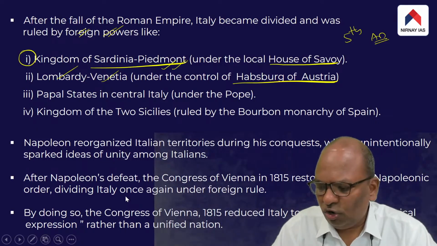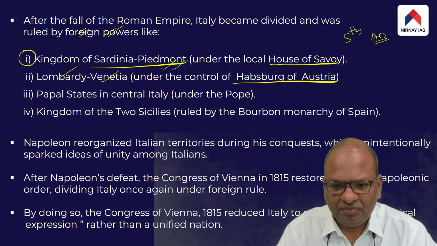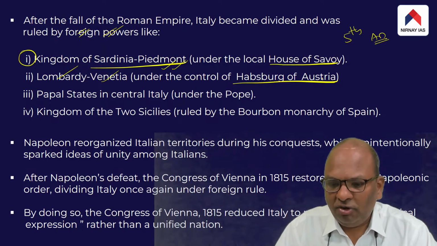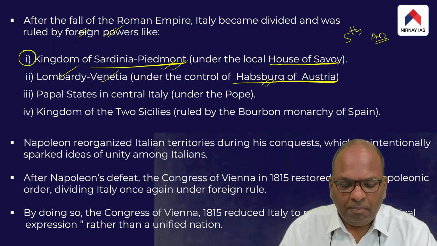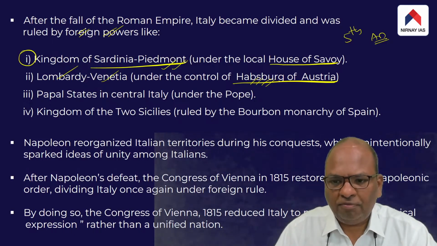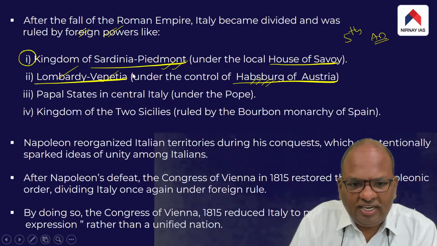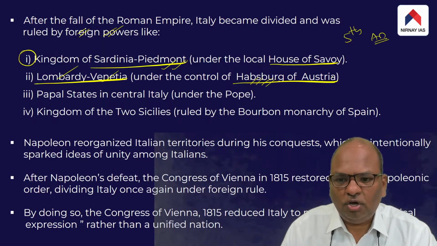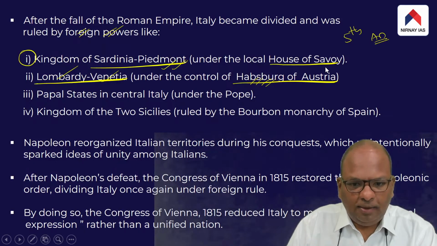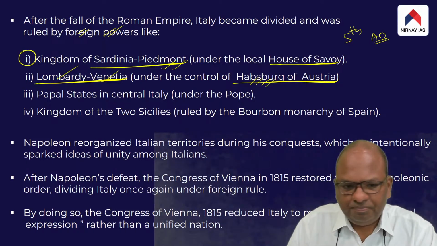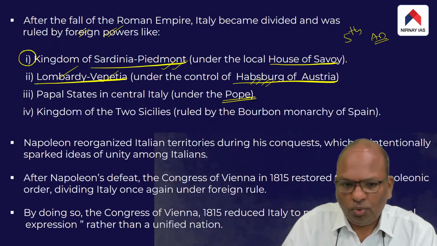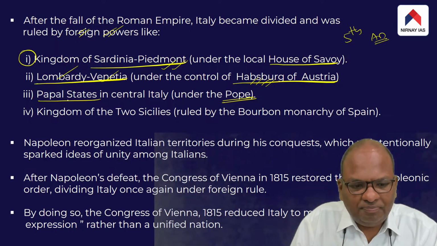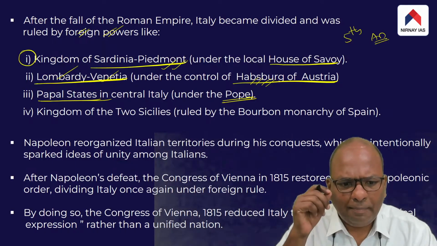Austria is a neighboring territory of Italy. Austria was ruled by a very powerful kingdom during the medieval times known as the Habsburg kingdoms. So basically, a part of the Italian territory came under the control of the Habsburgs of Austria. Lombardy and Venetia are basically Italian speaking territories, but they came under the control of Habsburg of Austria. Similarly, the central part of Italy came under the control of the Pope. Pope had his rule over the central part of Italy. We call these territories the papal states.